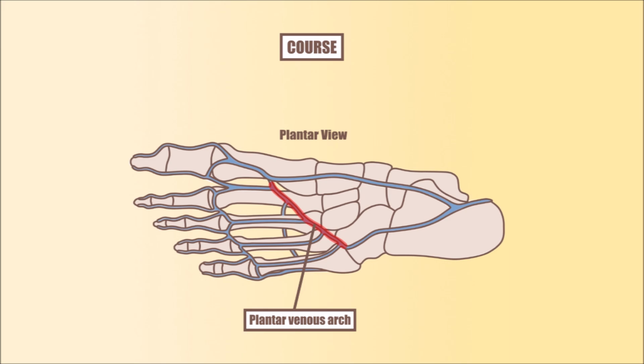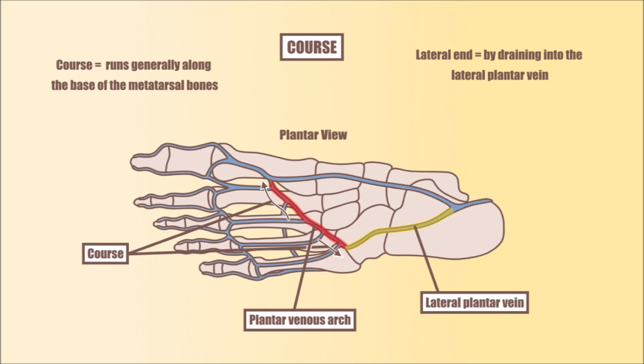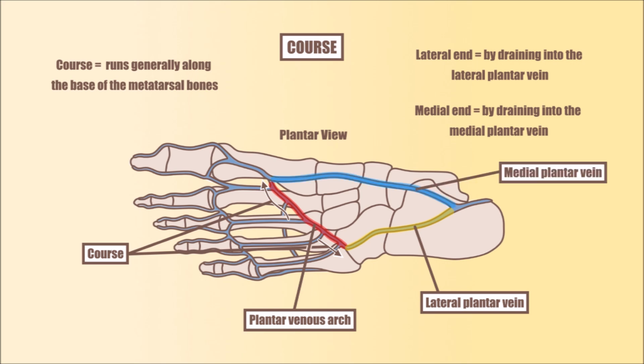What is the course of this vein? This vein runs generally along the base of the metatarsal bones. The course of this vein runs a similar path to that of the plantar arterial arch. Laterally, this vein ends by draining into the lateral plantar vein, which can be seen here highlighted in yellow. Medially, this vein ends by draining into the medial plantar vein, which can be seen here highlighted in blue.